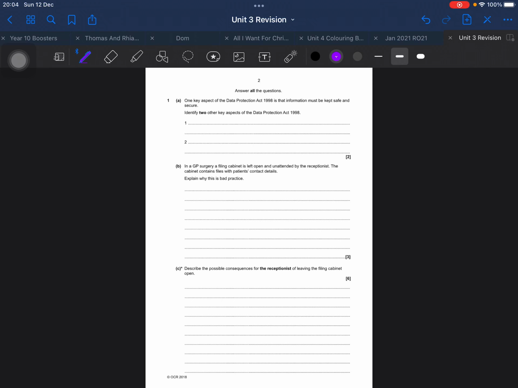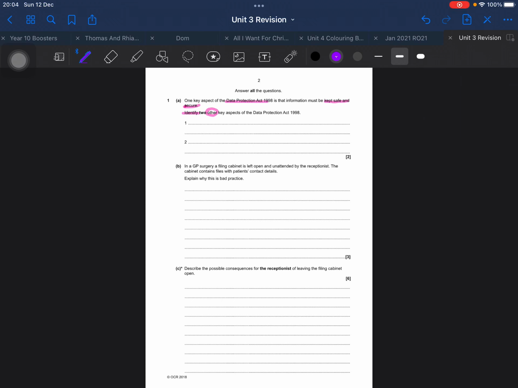So, starting with question 1 then. 1A, one key aspect of the Data Protection Act, I'm going to highlight that because that's the act that we're actually looking at, is that information must be kept safe and secure. Then we have a command word, identify. 2 other important key aspects of the Data Protection Act. So you can't give safe and secure, but you can give anything else from the Data Protection Act that you can remember.